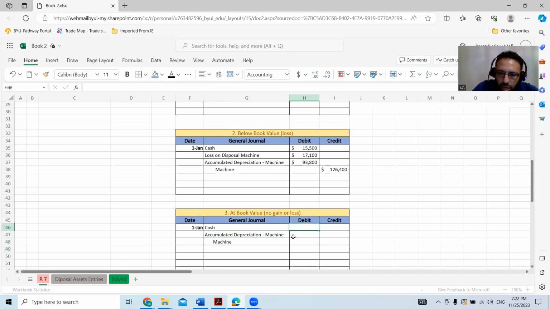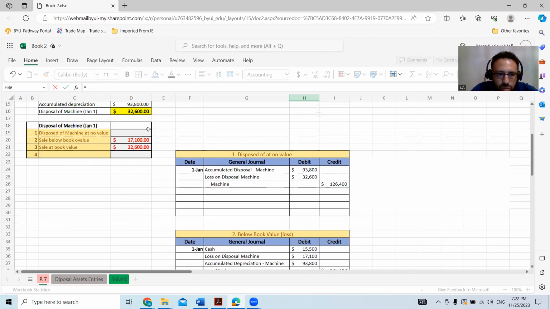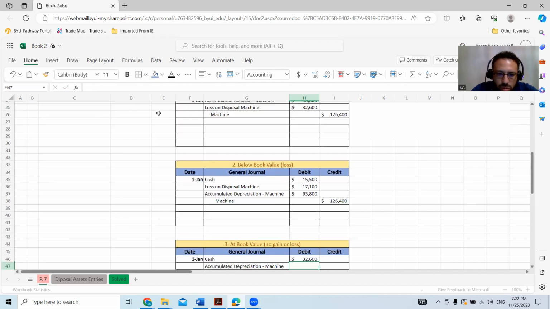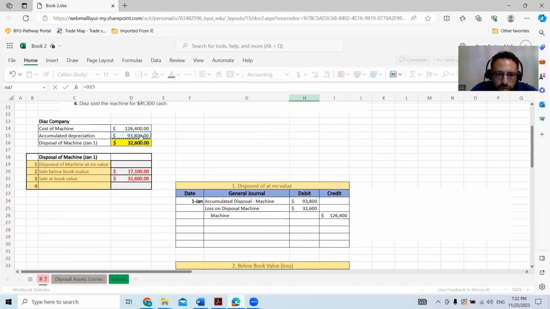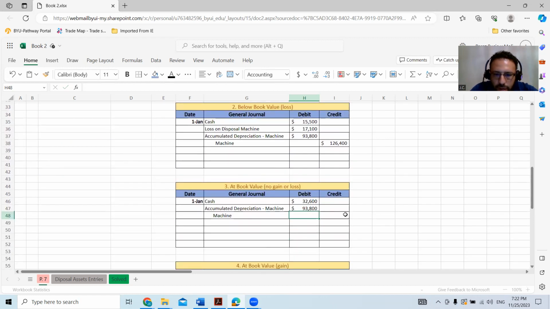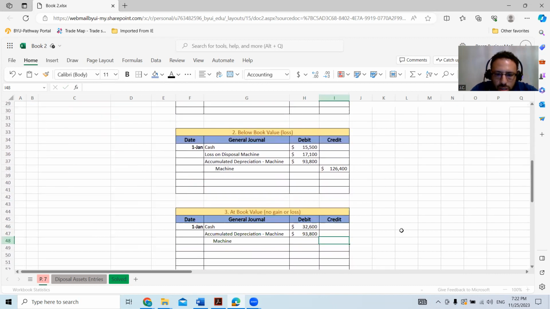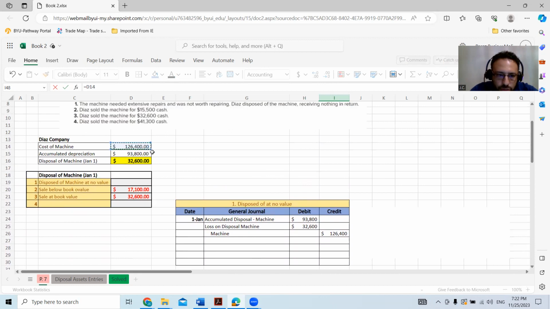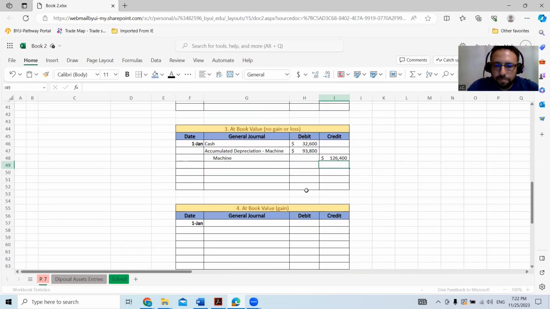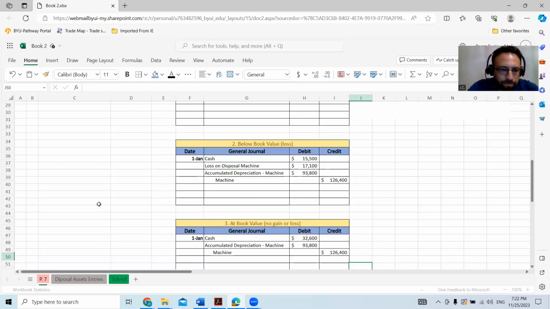So how much cash did we get? We got 32,600. I can just do this, right? And the accumulated depreciation, we know it's 93,800, and our machine cost us 126,400. That's all we need to do.